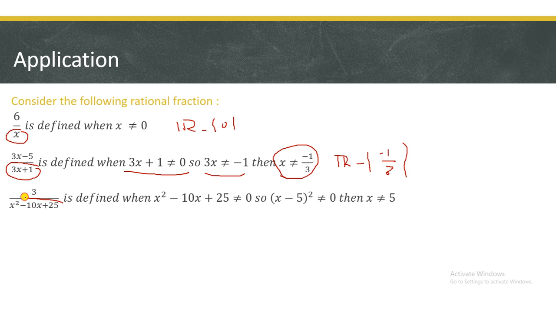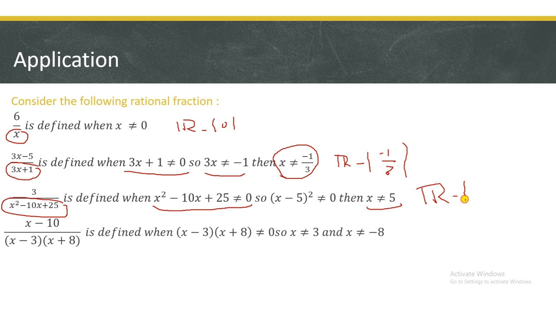Another one, this is the denominator of the fractional expression. X squared minus 10x plus 25 doesn't equal 0. We know the remarkable identities. So x squared minus 10x plus 25 is equal to x minus 5 squared, which does not equal 0. This means x minus 5 does not equal 0. Then x does not equal 5. So all numbers except 5. This is the domain of definition. All real numbers except 5. Because if we substitute 5, it becomes 3 over 0, and this form is undefined.